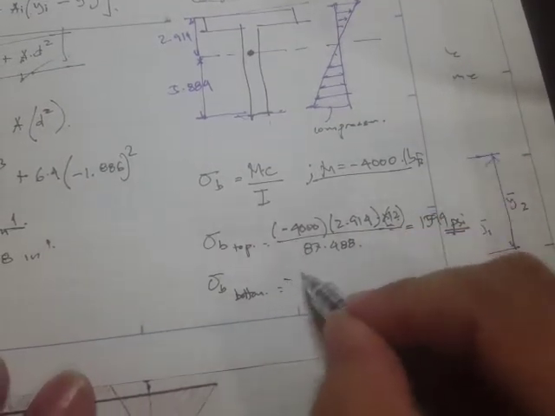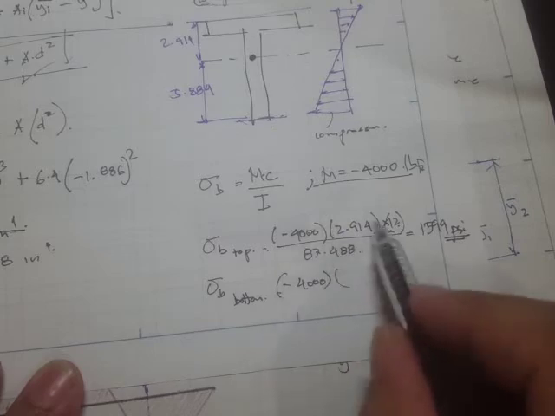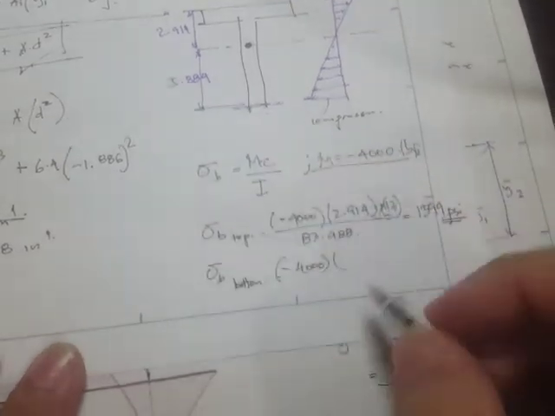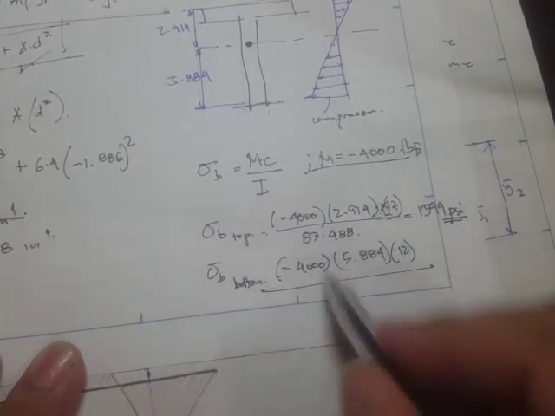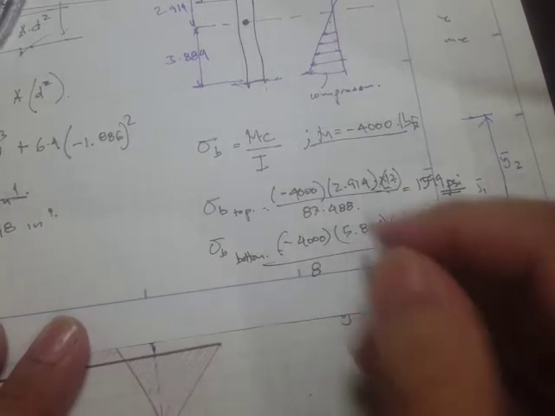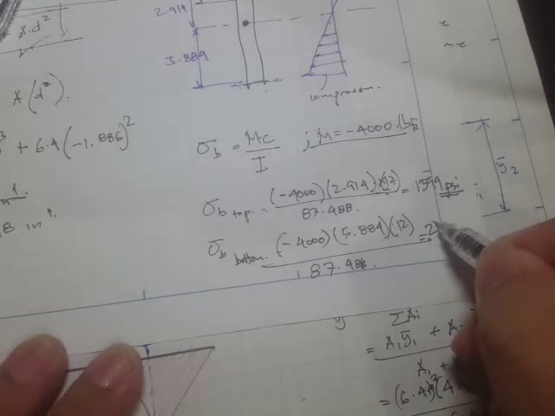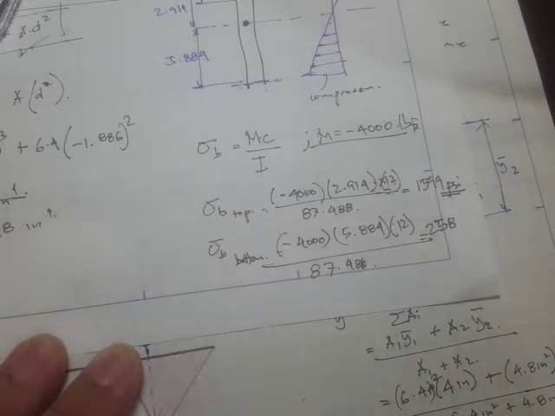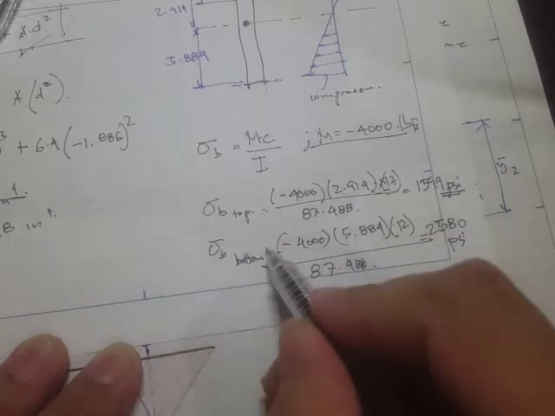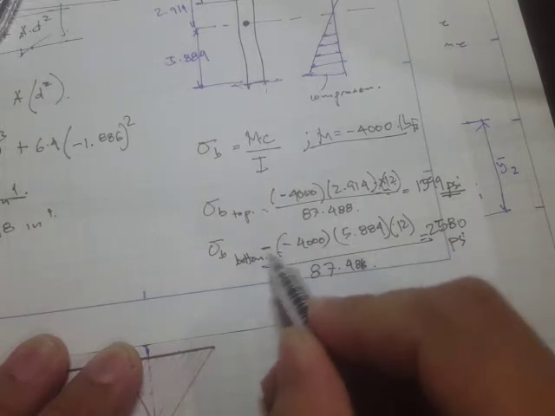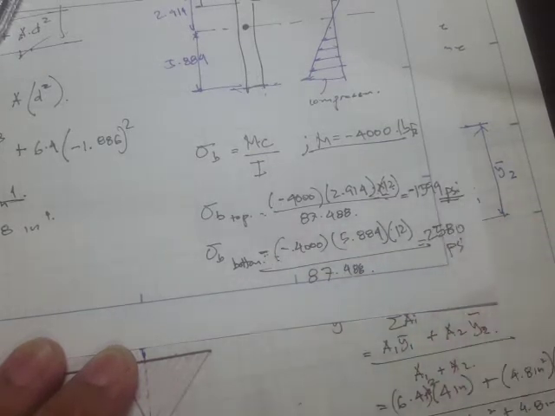And for the bottom, it's just the same equation, but the value right here should be 5.884, right? Again, times 12 divided by the total moment of inertia, and this one is equal to 2580 psi. Since this one is in compression, there must be a negative sign right here. So negative times negative is positive, and this one will be negative.